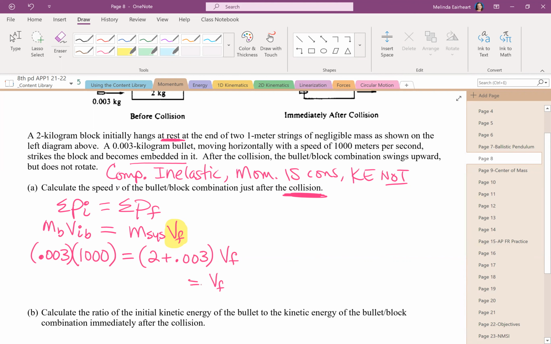3 divided by 2.003. 1.5, yeah, meters per second. Now it came out positive.